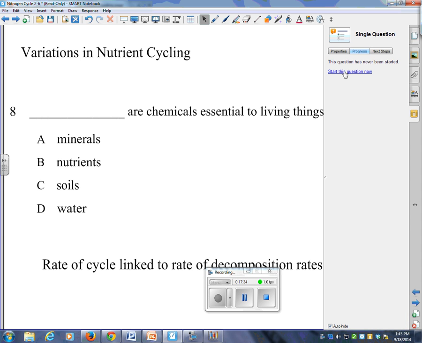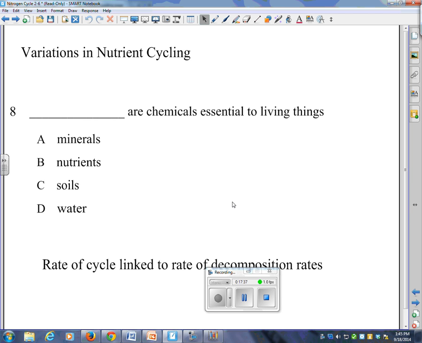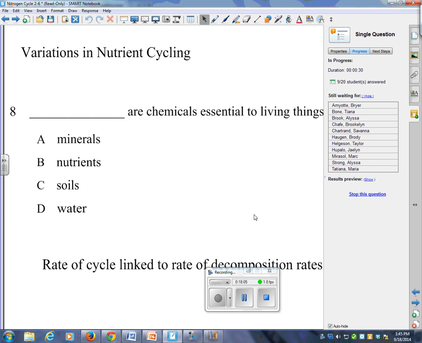Variations in nutrient cycling. What are chemicals essential to living things? Are they minerals, nutrients, soils, or water? Dion, help us out here. Go ahead, punch it in. Yeah, I think you're just guessing. What are chemicals essential to living things? Minerals, nutrients, soils, or water?